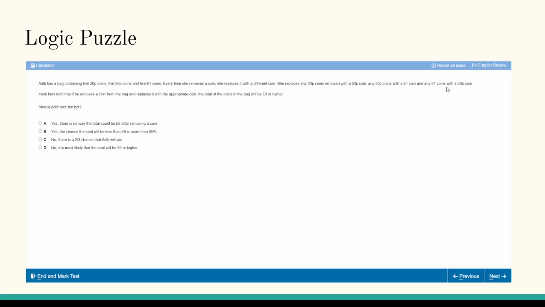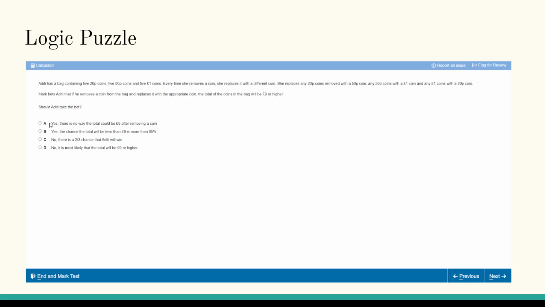And if we remove £1, this will give us £7.50, and then added 20p, which would give us £7.70. This shows us that there's a probability of a third that Aditi will win the bet of having a bag with a total worth of £9 or higher.